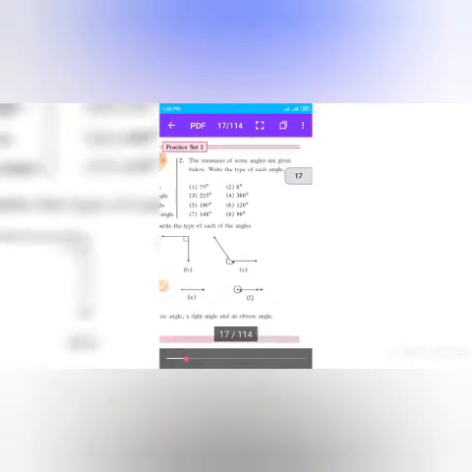Second question. The measure of some angles are given below. Write the type of each angle. First, 75 degree, it's an acute angle. Second, 0 degree, zero angle. Third, 215 degree, reflex angle. Fourth, 316 degree, reflex angle. 180 degree, straight angle.